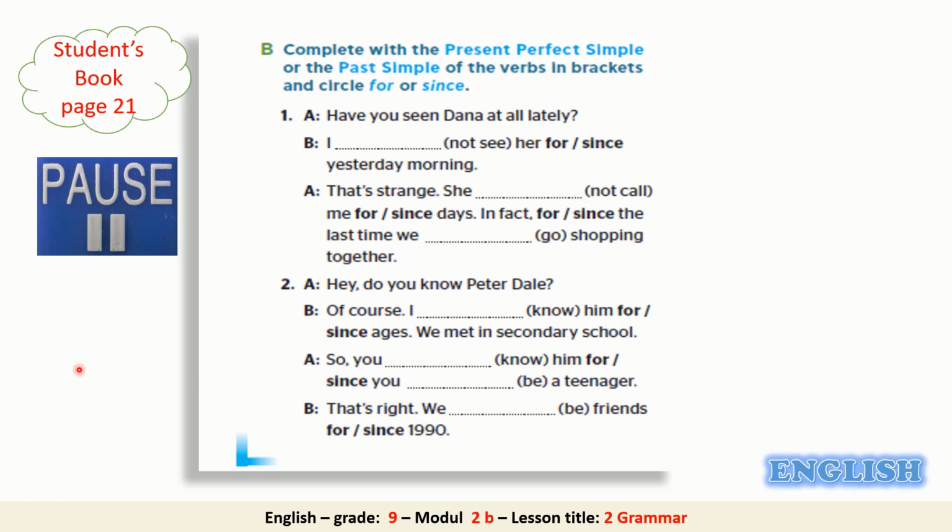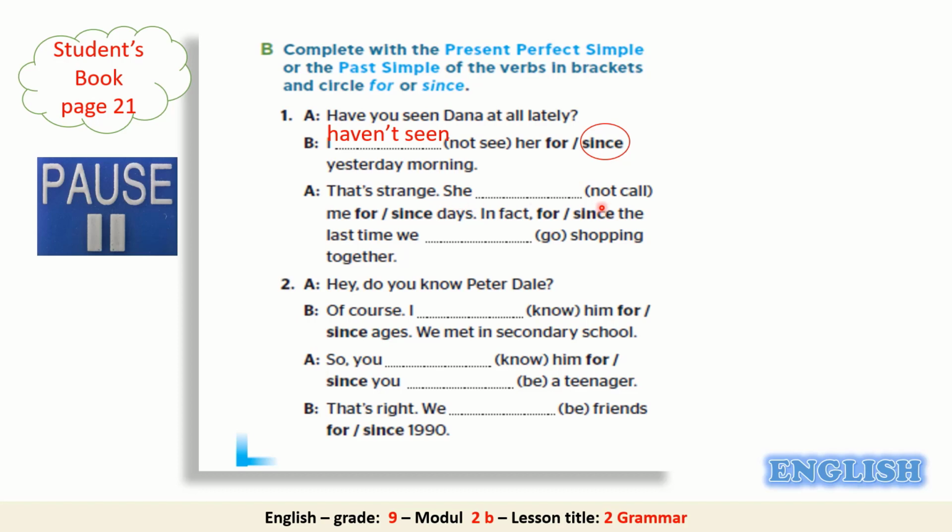Okay, now let's do the first one. What do you think the first one is? Excellent. It's I haven't seen. Because here the question starts with have. The answer should be using have. Okay, what about the next one? For or since yesterday? Excellent. It's since, because here we have a point in time.